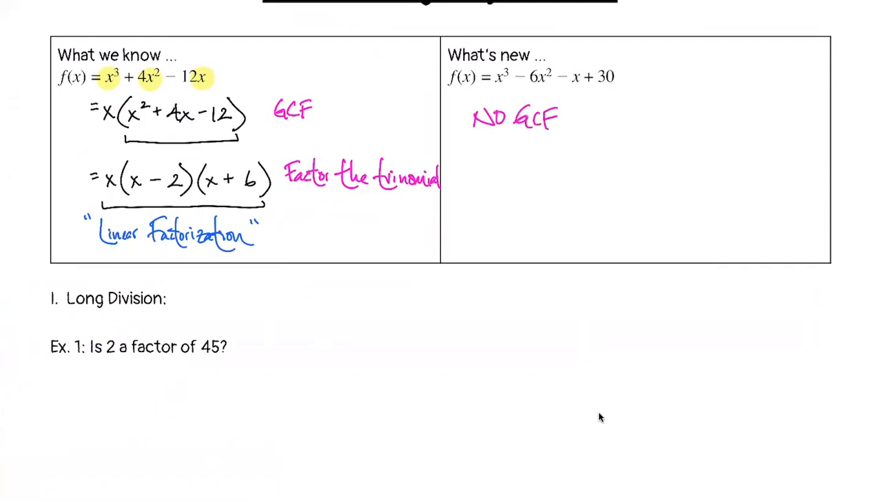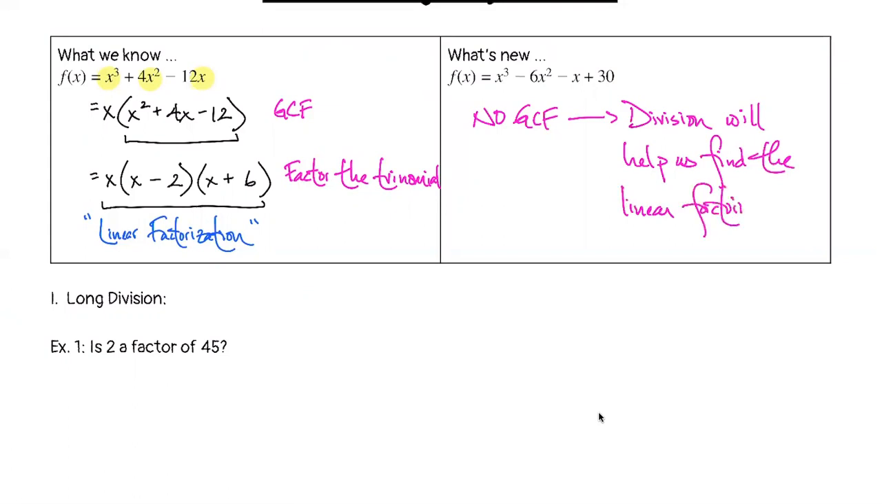And so when we're looking at a case where there's no GCF, then what we want to be using is division, because that will help us factor. Actually, let me say that will help us find the linear factorization. So in a case where there's no GCF and the degree is greater than or equal to 3, then we want to use division to help us find the linear factorization, okay? So that's where we're headed in this section.